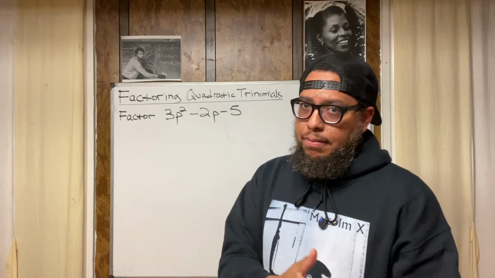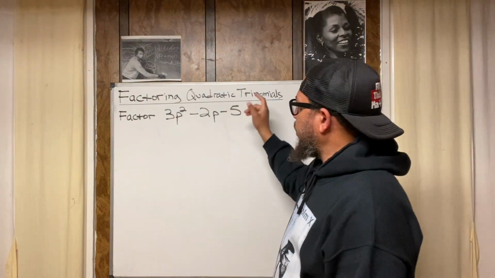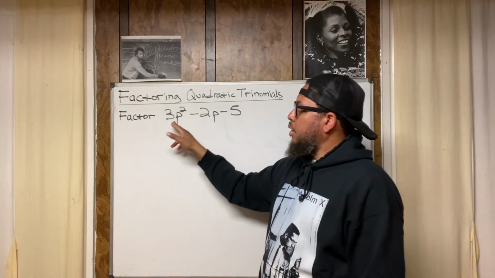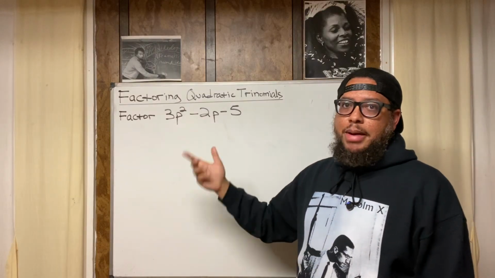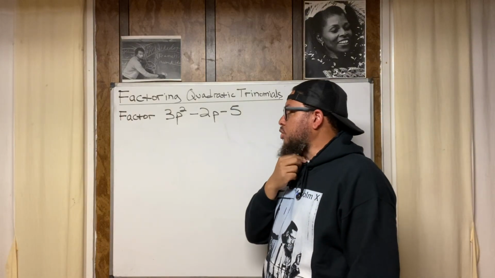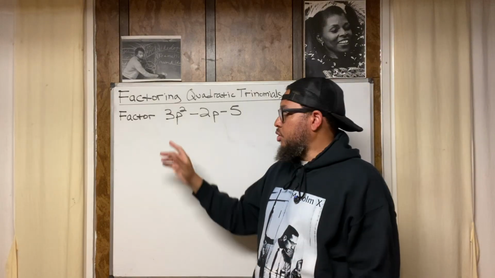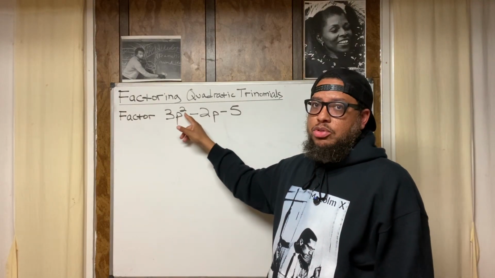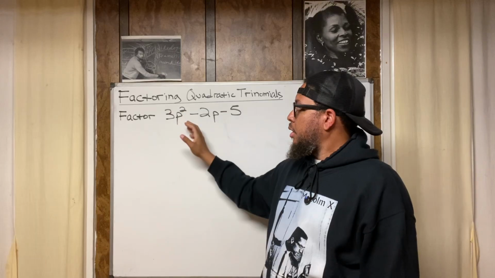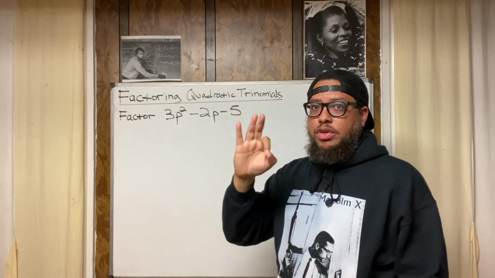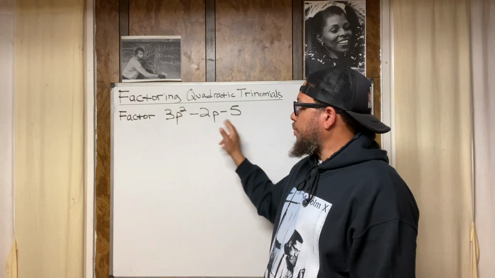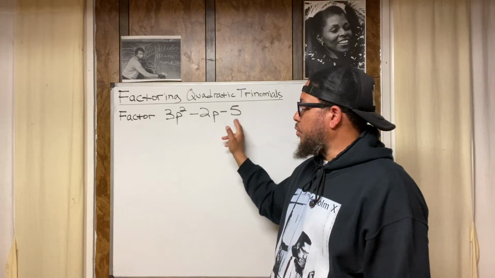Now, factoring quadratic trinomials. This is our expression, 3p squared minus 2p minus 5. We're going to break that down into linear terms. This is a quadratic because the biggest exponent you see is a 2. And it's a trinomial because it has 3 terms: 1, 2, 3.